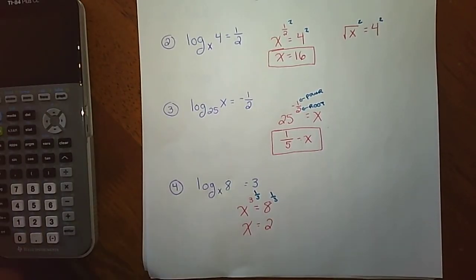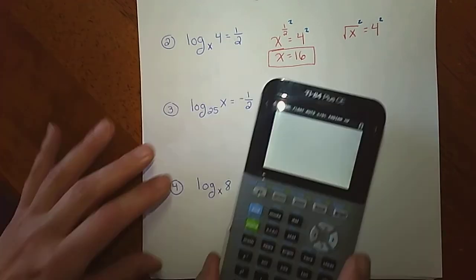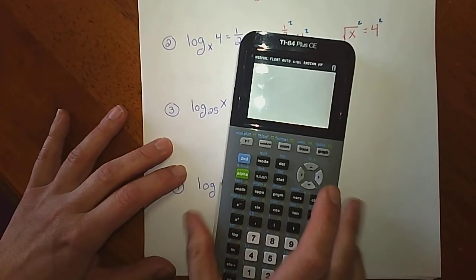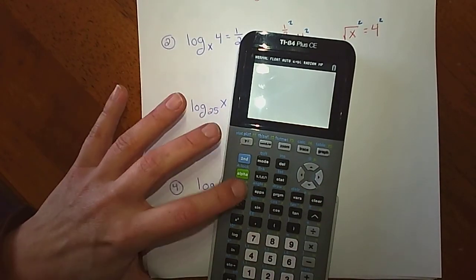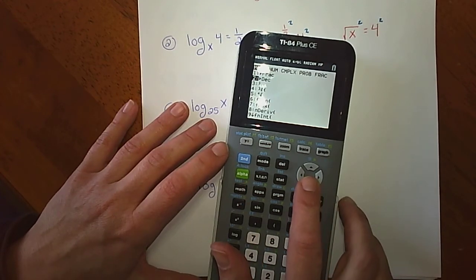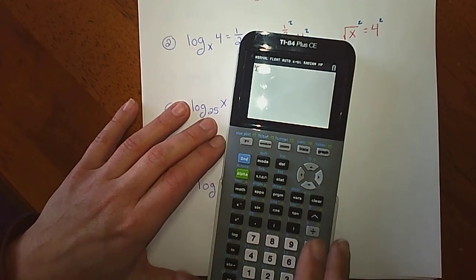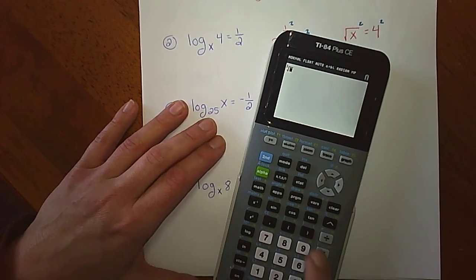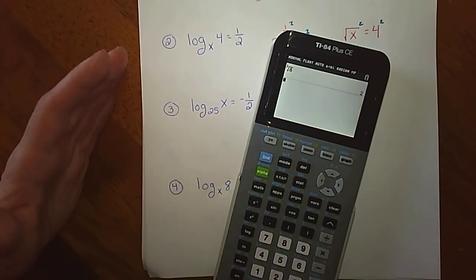But if you don't know it, you take your calculator, and then we do math. Scroll down to number 4, which is the cube root. There's a glare there. I'm going to put in an 8 and a 2 pops up.